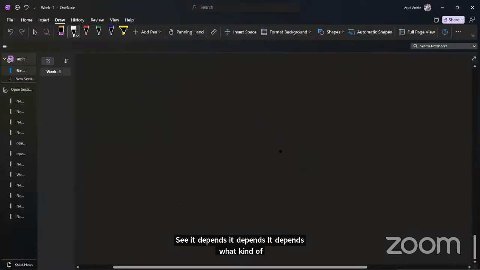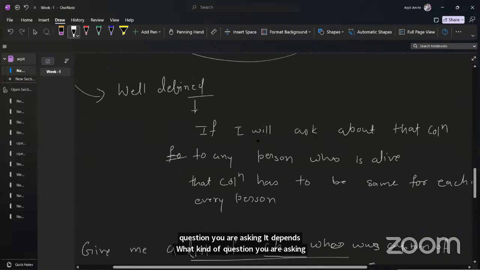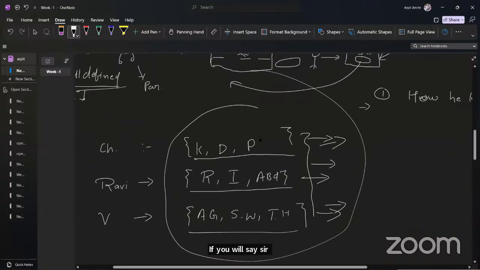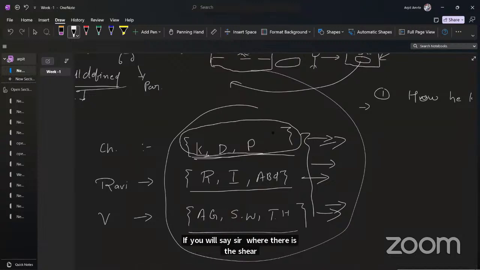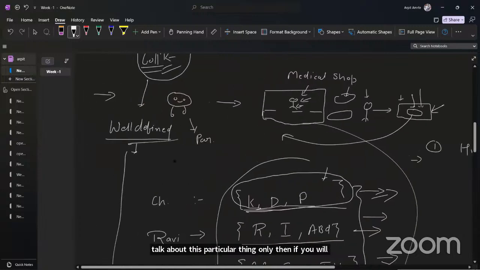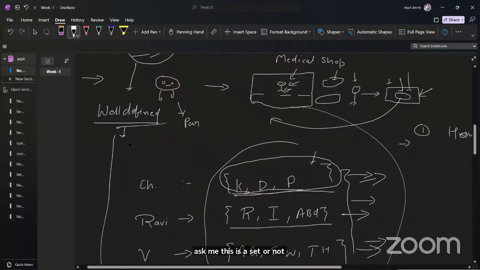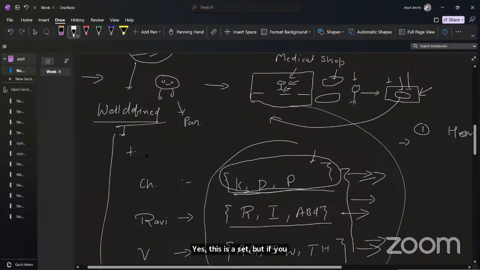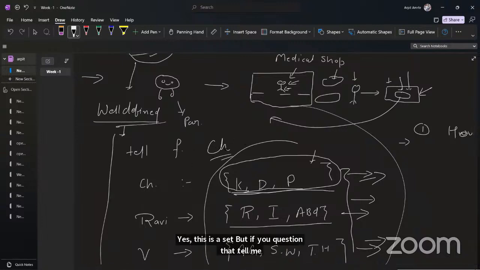If you talk about this particular thing only, and you ask me, is this a set or not? Yes, this is a set. But if you ask me that particular question, tell me about your favorite cricketer, then this is not a set.